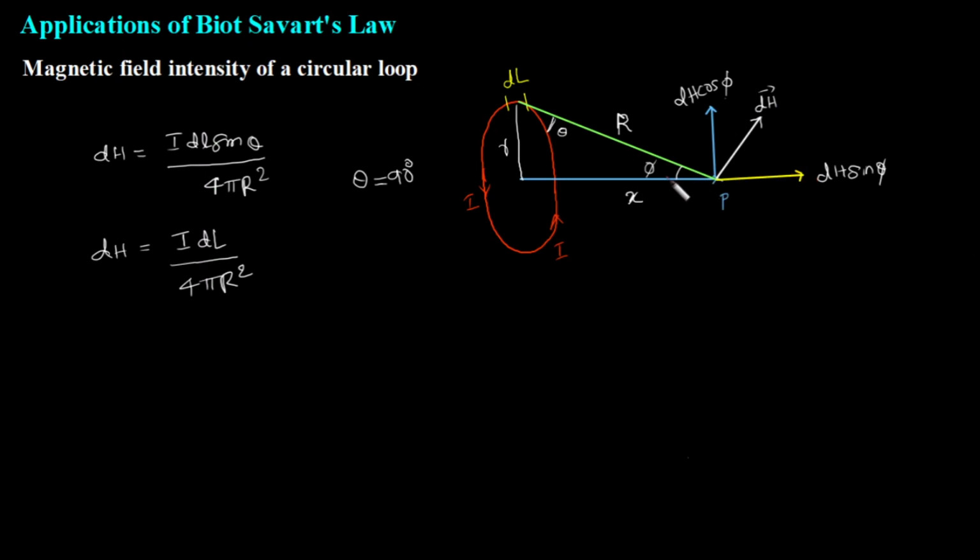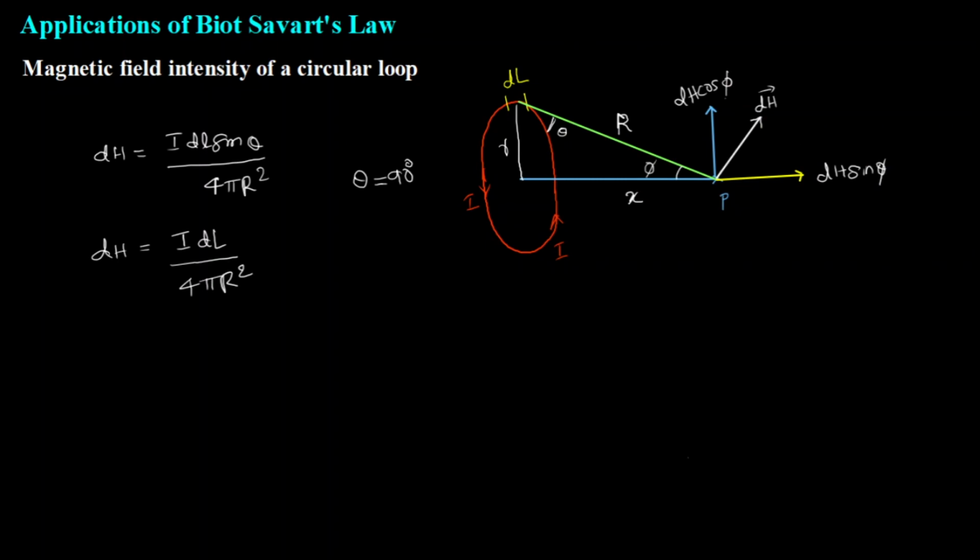That means when I calculate H, it is the total effect of dh sin phi. There is no dh in this direction and thereby there is no dh cos phi. So the magnetic field intensity is perpendicular to the loop. That is the meaning. Perpendicular to the loop in this direction. So that is the total dh sin phi. I hope it's very clear.